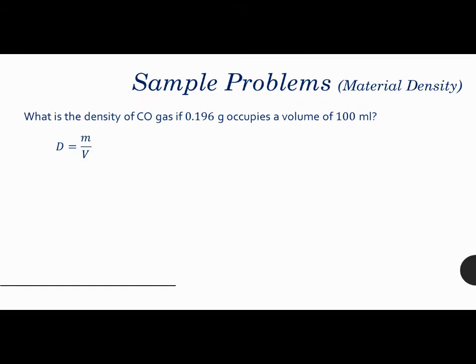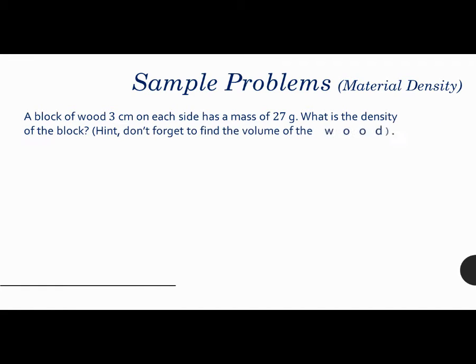So let me give one more example. A block of wood, 3 centimeters on each side, has a mass of 27 grams. Okay. So here, what is the density of the block? So don't forget, every time you write the formula, density equals mass per volume. So what is the mass? You see that it is 27 grams. Fine. And next, denominator, volume. So shall I take 3 centimeters here?